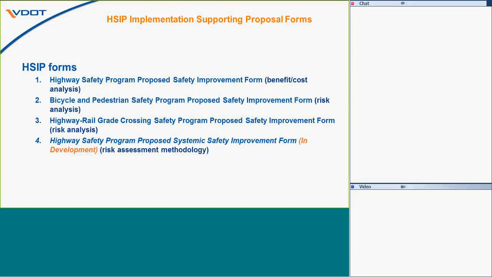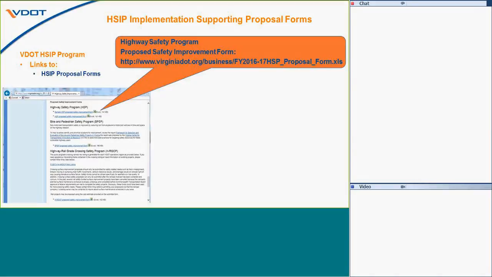So here you can see the forms that are listed for submitting proposals based on the different projects or different categories under VDOT's program. And we'll talk about those in more detail. Here's a link to the first form, and that's the HSIP proposal form. Sometimes that's referred to as the HSP program, which is where you compute your benefit cost analysis. We'll look at that in a little bit more detail.